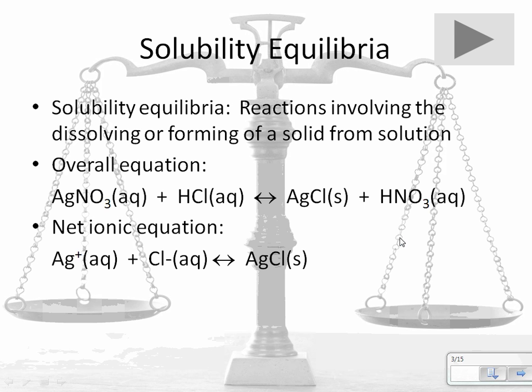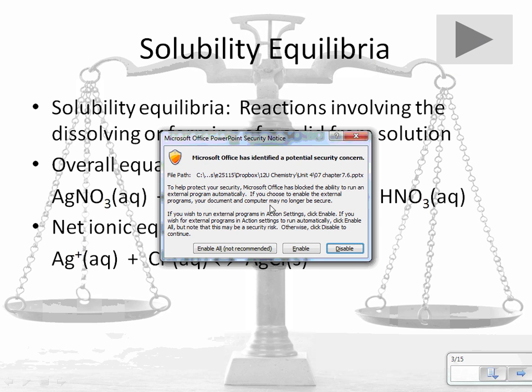You'll notice that you could have checked your solubility chart to determine that silver chloride was actually a solid and wouldn't dissolve in water. If we rewrote this and eliminated the spectator ions, our net ionic equation would be silver ions plus chloride ions give you the solid silver chloride precipitate. Here's what's actually happening in the beaker if you were to do this reaction.